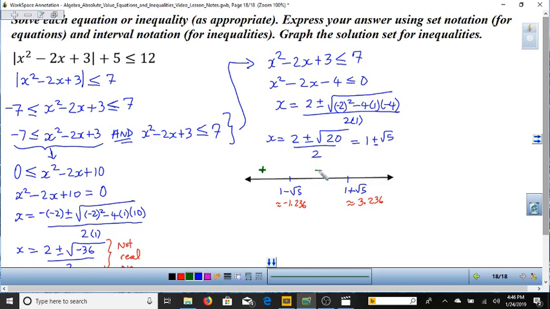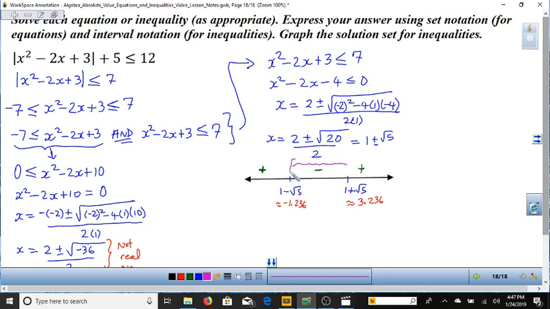If I try a number to the right of 3.236, say 4. 4 squared is 16 minus 8, which is 8 minus 4. It's another positive number there. And since this inequality is looking for the regions that are less than 0, then the region that is shaded would be the region between those two values. And since that's a less than or equal to, then we use bracket.